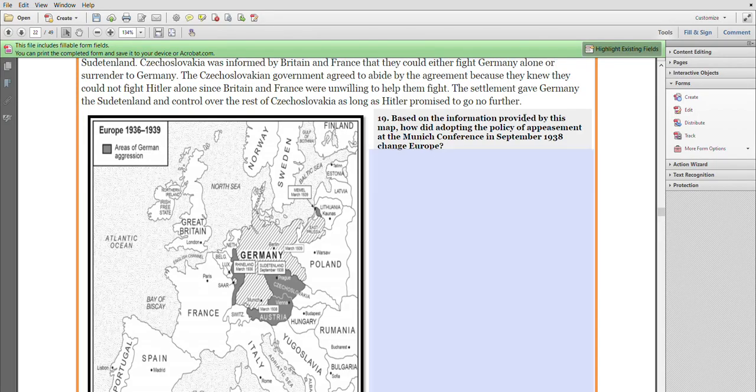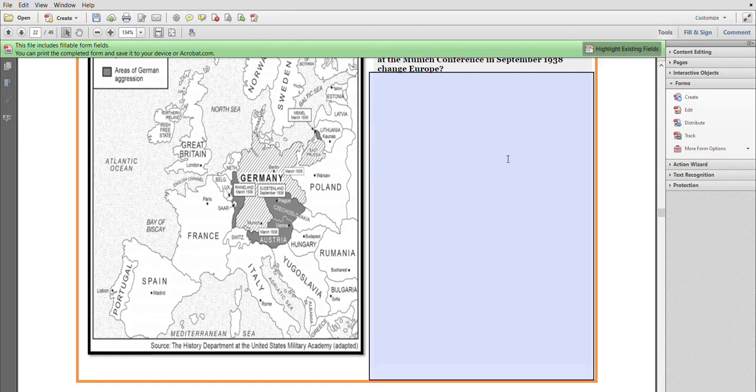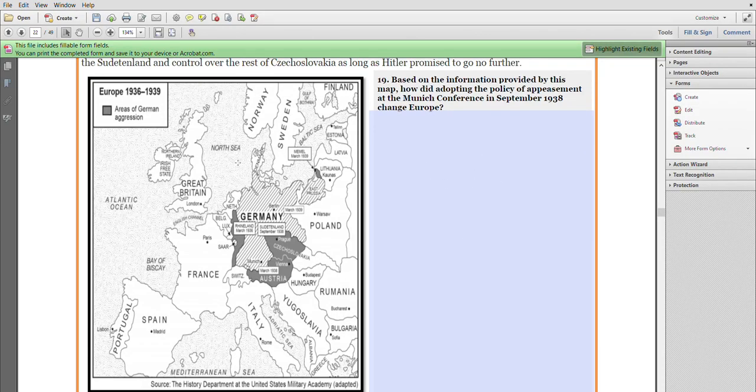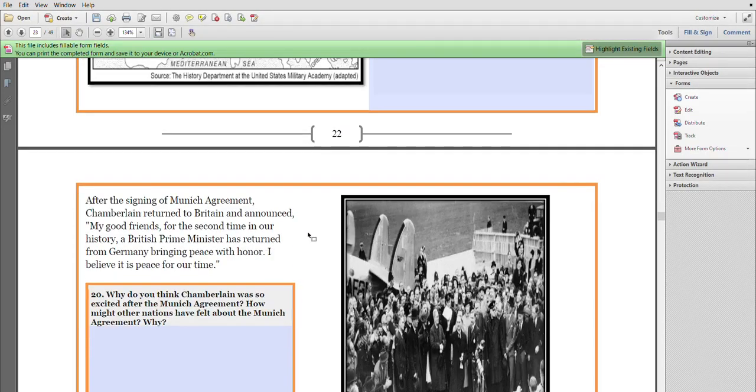19. Based on the information provided by this map, how did adopting the policy of appeasement at the Munich Conference in September 1938 change Europe? So what were the major changes? You can see the dark shaded areas are where Germany was the aggressor. Okay.